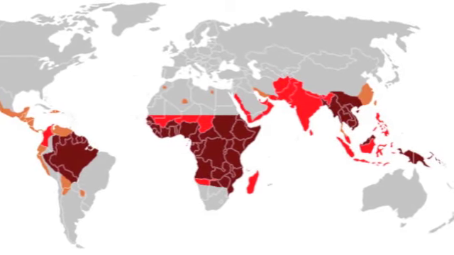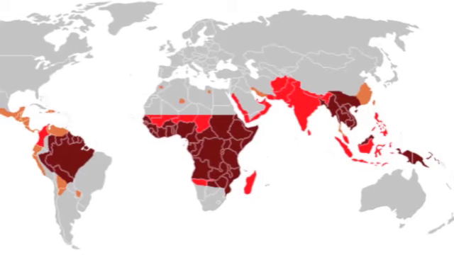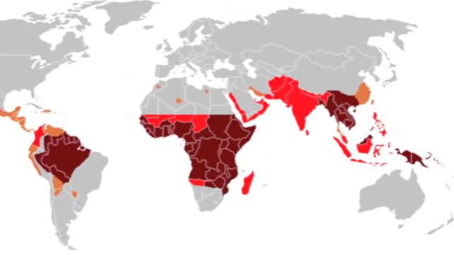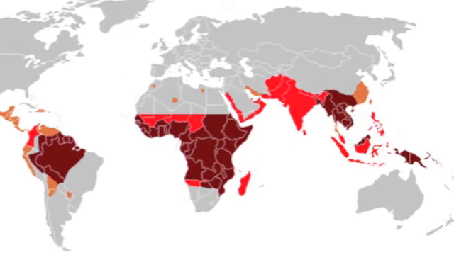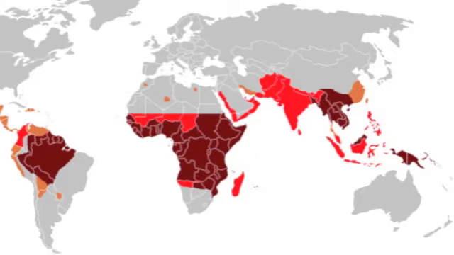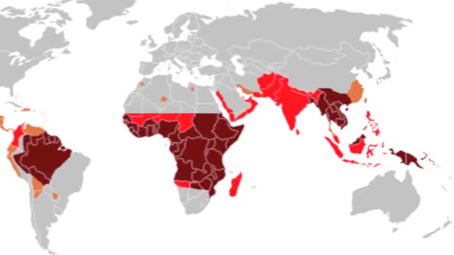Malaria is most common around the equator, specifically in the regions indicated in red. The dark red indicates the regions where it is most common. The sub-Saharan area of Africa is where 80 to 90% of the deaths were documented.